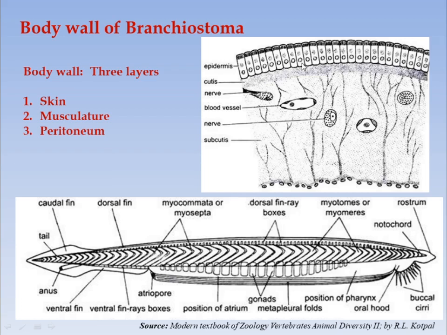When Branchiostoma is young, then this epidermis is ciliated. Cilia are present over here, and as it becomes adult, the cilia are lost from the epidermis. So this is an important thing which you should remember. And a thin layer of chitin-like cuticle is secreted. So on the epidermis, in young individuals of Branchiostoma, cilia are present, whereas in adults the cilia are lost.